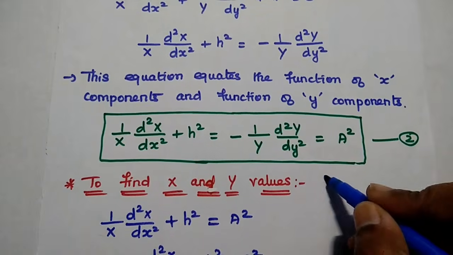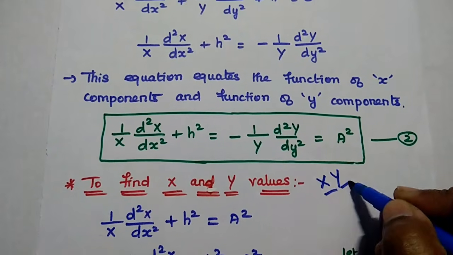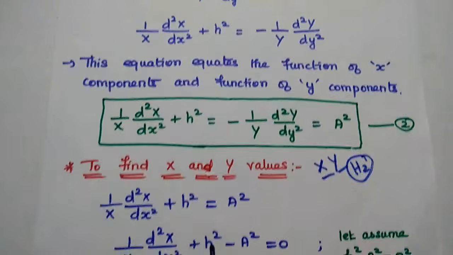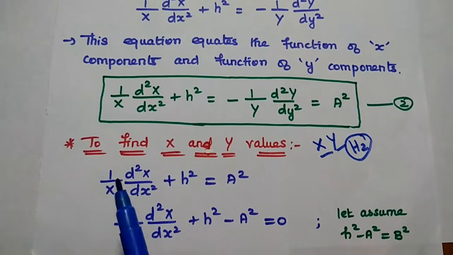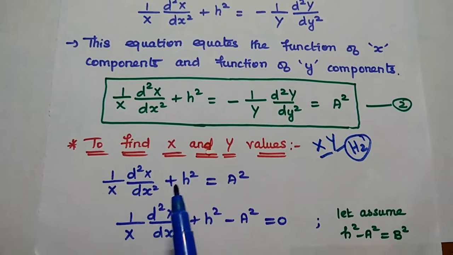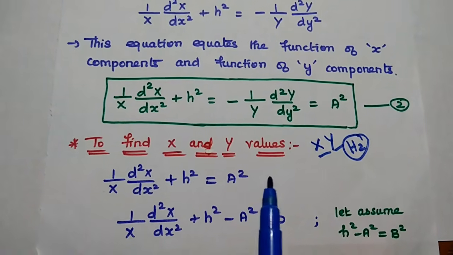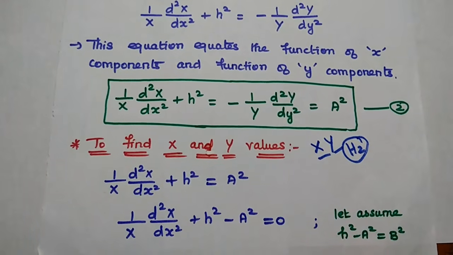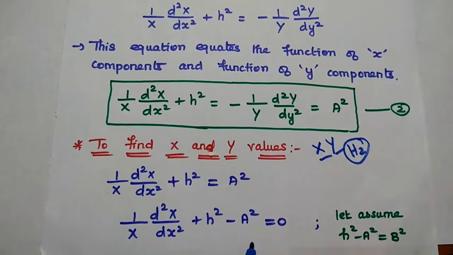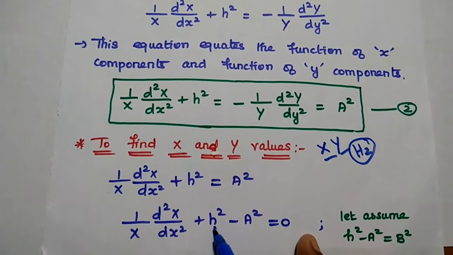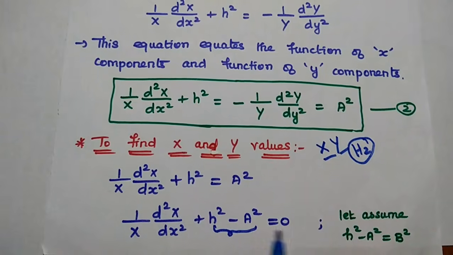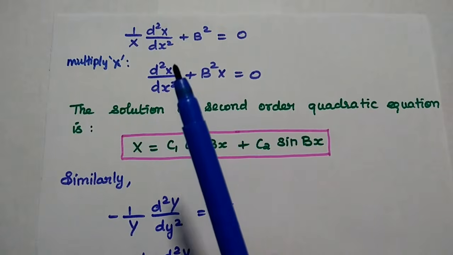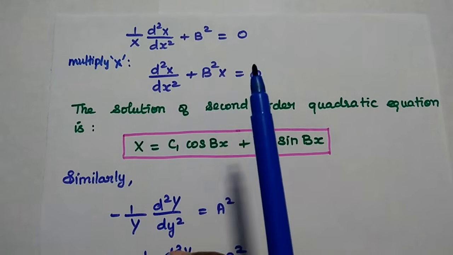In the next step, we are going to find out the values of X and Y, then substitute these values in the Hz component. Taking the left hand side, (1/X) d²X/dx² + h² = a². Now we can move this a² to this side as a minus. So we get (1/X) d²X/dx² + h² - a² = 0. Now we can consider h² - a² as b². Then this equation can be written as (1/X) d²X/dx² + b² = 0.